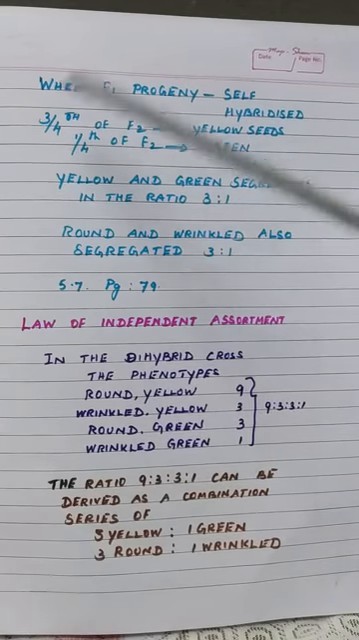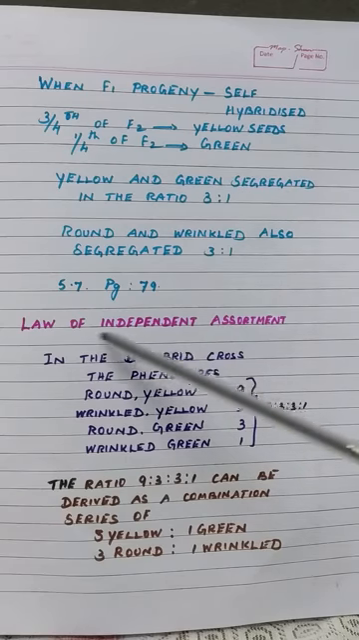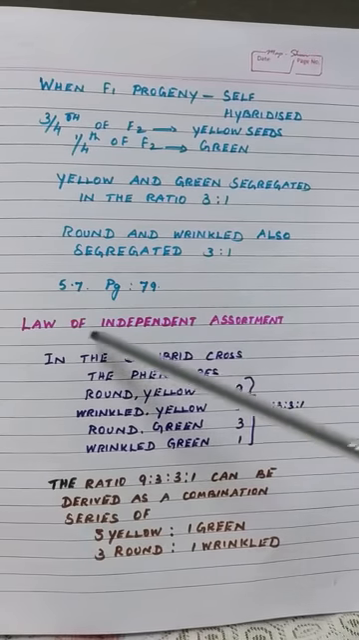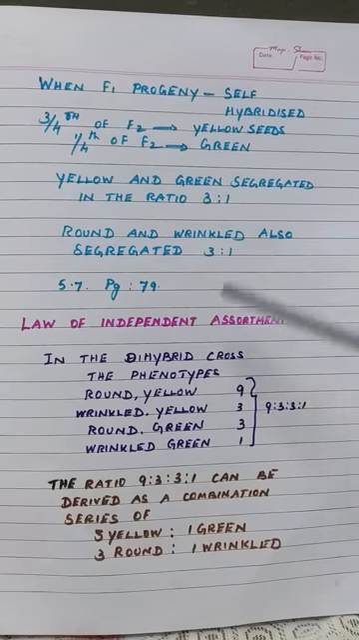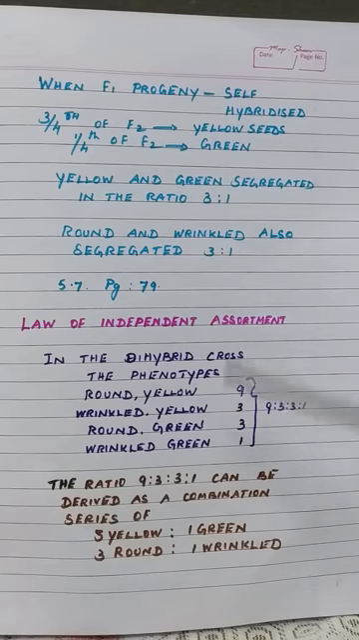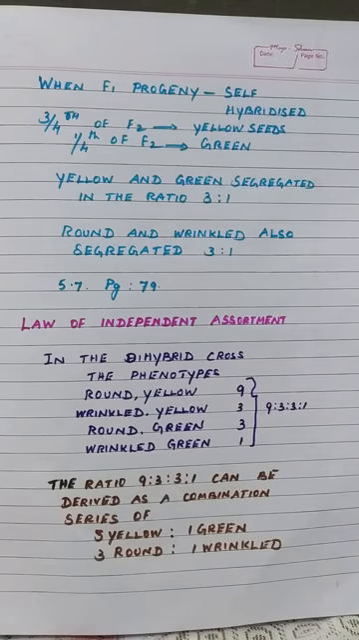After studying all these experiments, Mendel proposed the law of independent assortment. What is independent assortment? Independent segregation. Even though two pairs of different characters are there, the separation of the pairs and the formation of gametes are independent of the other pair. The pairs of characters act independently.